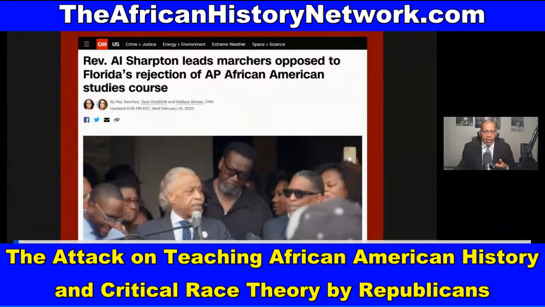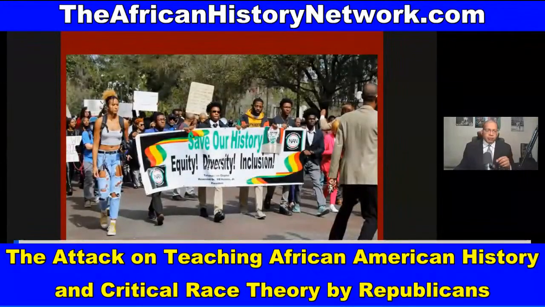We see books being banned. We see Reverend Al Sharpton led a march in protest against Governor Ron DeSantis banning this Advanced Placement African American Studies course Wednesday, February 15, 2023. Okay, so we saw that take place.